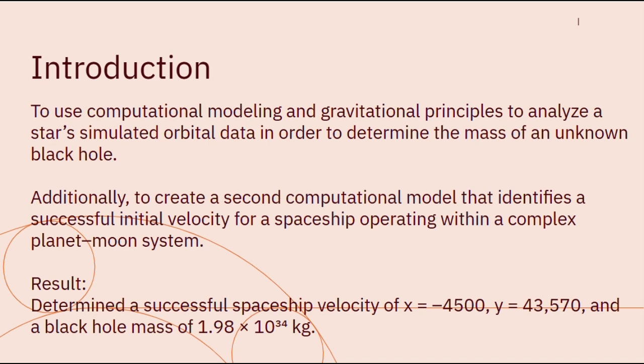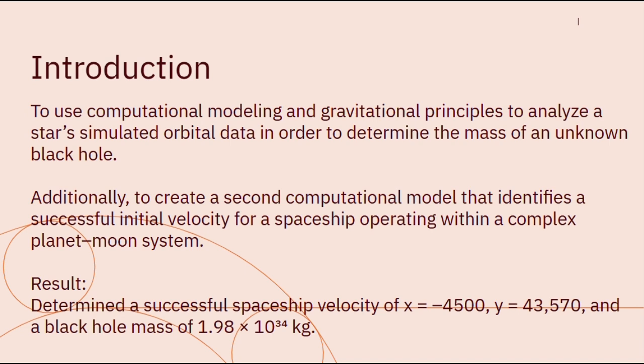Alright, so introduction. The goal of this lab was to use computational modeling in GoScript to analyze orbital motion using Newton's law of gravitation. In part 1, we used real position data of a star to determine the mass of an unknown black hole. In part 2, we created a simulation involving a planet, a moon, and a spaceship, and tested different launch velocities to achieve a stable orbit that interacted with both the planet and the moon.